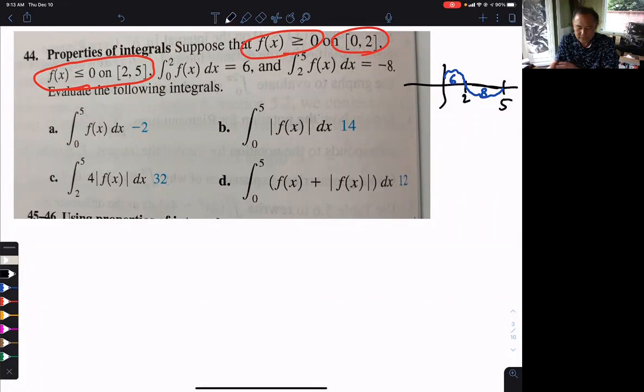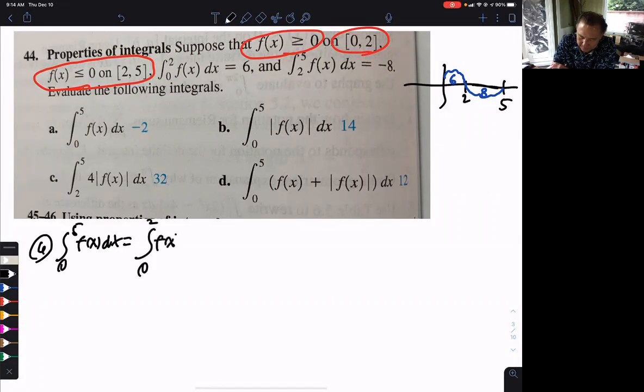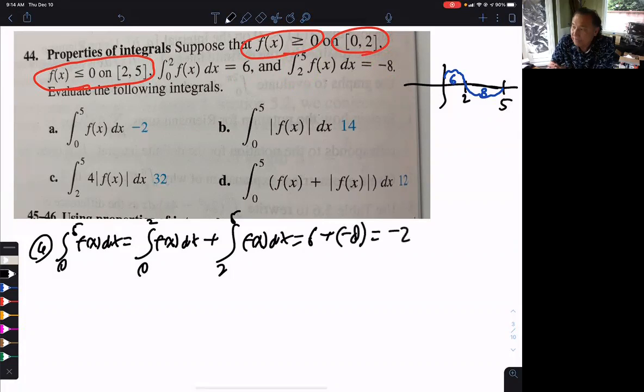But let's go ahead and do this. Part 0 to 5. Golly gee, I don't have a 0 to 5, right? I don't. But I use my property. 0 to 5, I can break that into two parts. I can go from 0 to 2 and add 2 to 5. But 0 to 2, I know is 6. And 2 to 5 is negative 8.